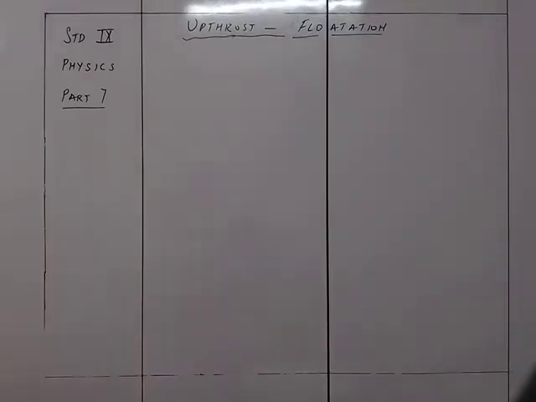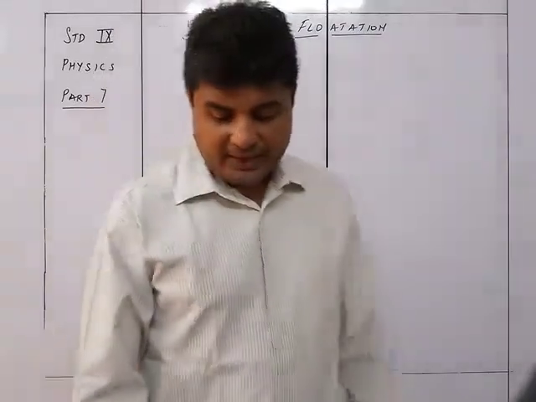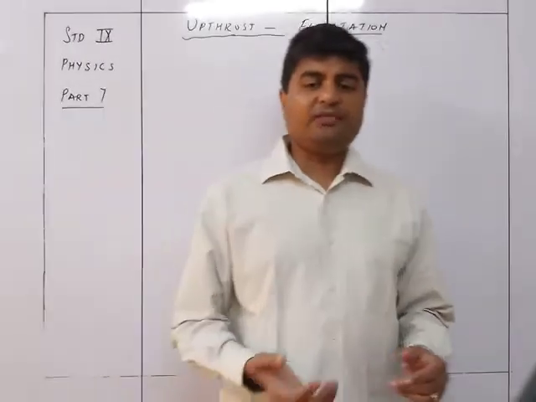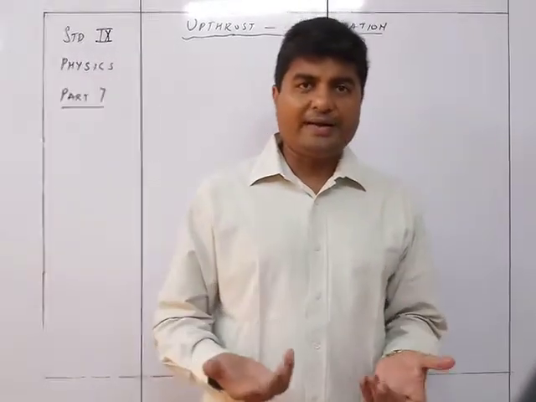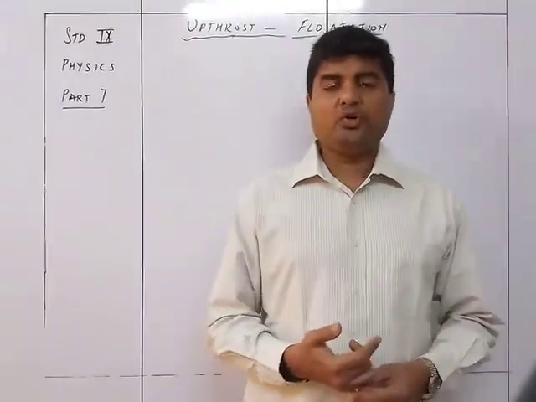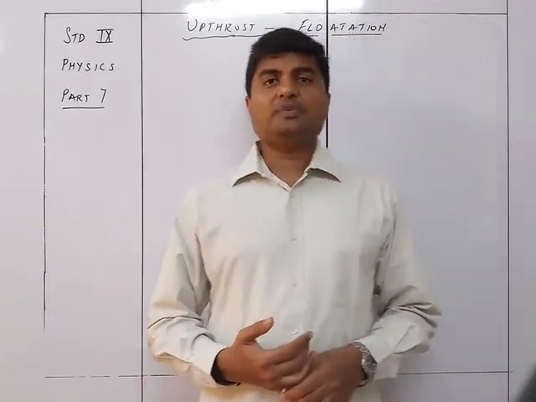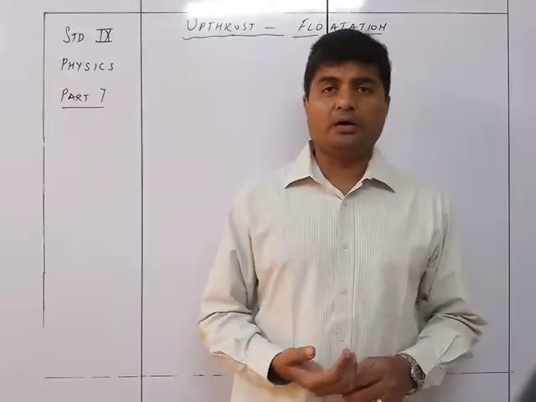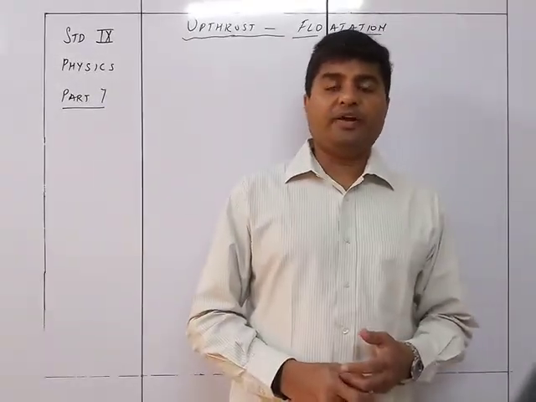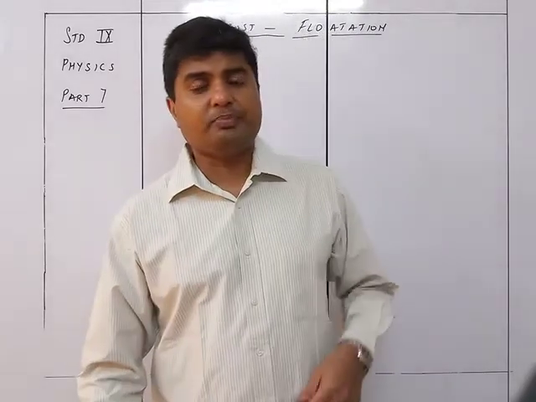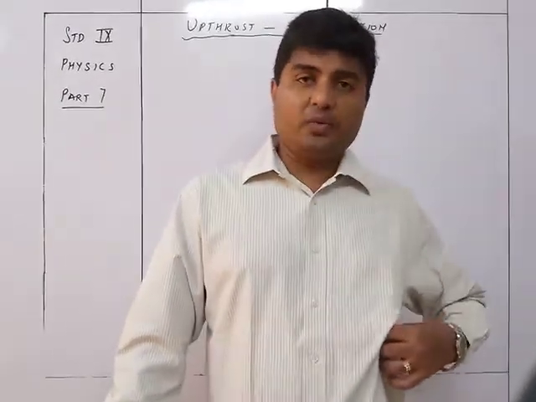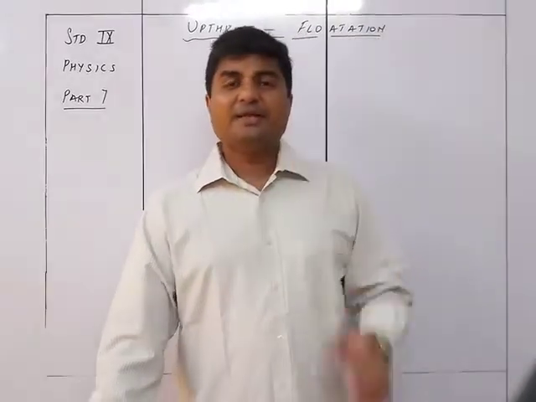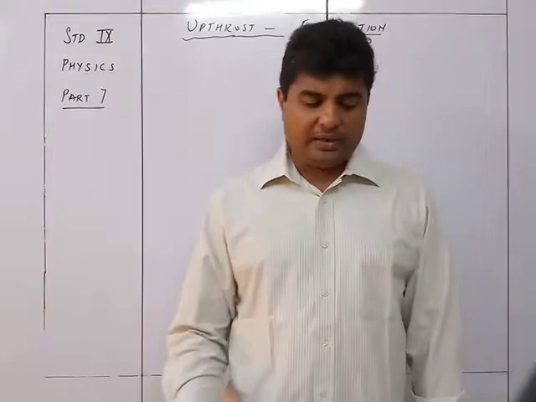We now move on to the third part of the chapter, and that is flotation. In fact, I would say the flotation part was already partially done by us when we saw the upthrust part. In the upthrust part, we understood how flotation happens, that is, if I have a body and the weight of the body is greater than the upthrust, then it is going to sink. When it is less than or equal to the upthrust, it is going to float. The same thing is now going to be discussed in detail in the part on flotation.